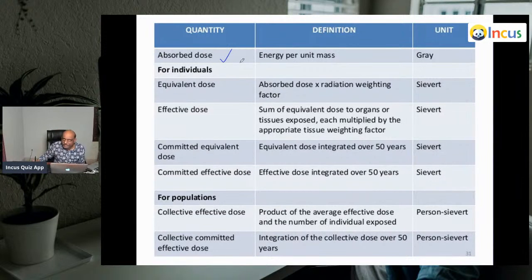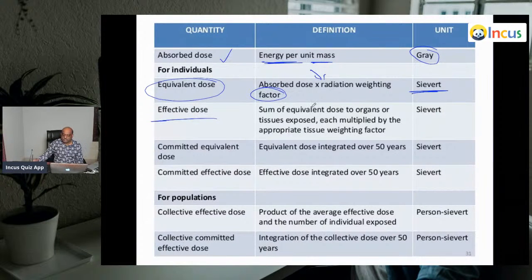Absorbed dose is energy per unit mass. The unit is gray. Equivalent dose is absorbed dose times radiation weighting factor. If you use the weighting factor, that is sievert. Effective dose is the sum of the equivalent doses to organs or tissues, each multiplied by the appropriate tissue weighting factor. That is sievert.